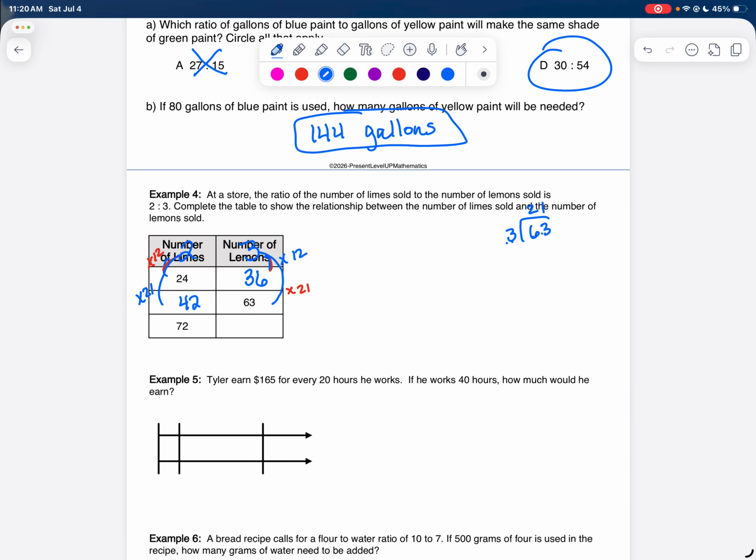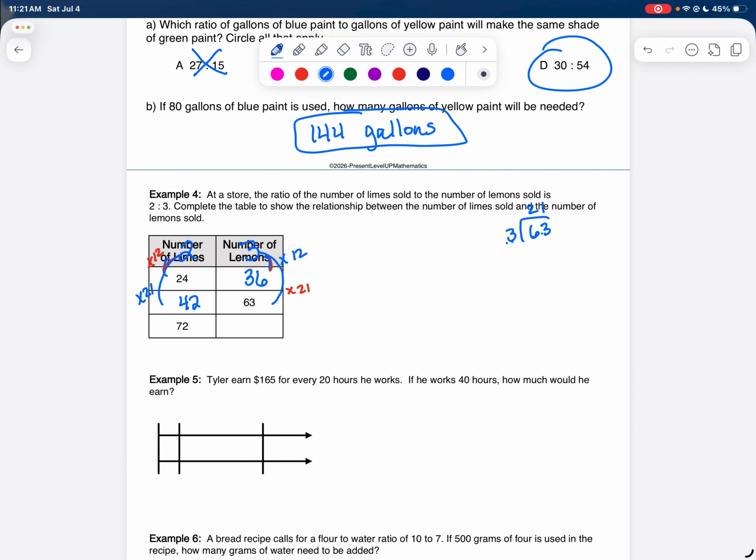All right. Now, in my last one, I have the number of limes is 72. Pause the video and try to find the number of lemons if there are 72 limes. When you're finished, press play and check your solution.